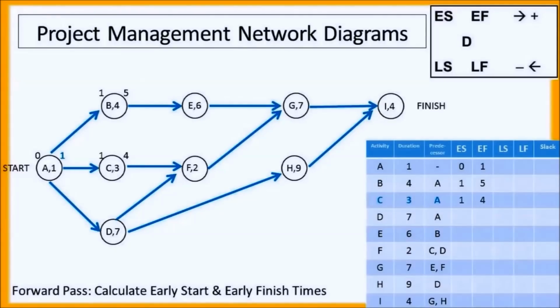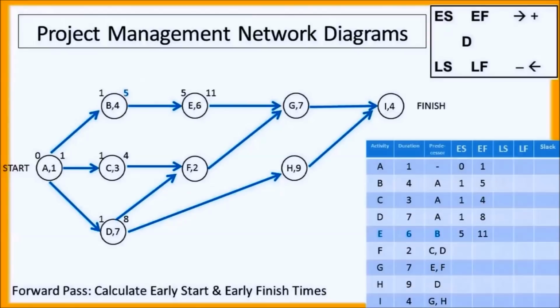Task C can also be started at time equals to 1. It has a duration of 3, so it can be finished at time 4. Similarly, task D can also be started at time 1 after task A is complete. Task D has a duration of 7, and so the earliest task D can be finished is at time equals to 8.